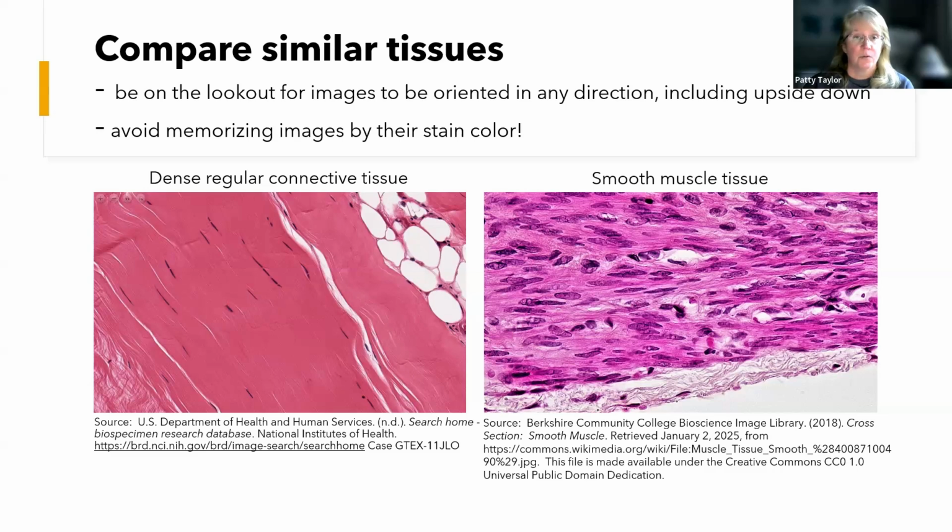Also, just a reminder to not memorize any tissue type by their stain color, because those stain colors may change from picture to picture. Rather, I would look at the pattern and pattern match.